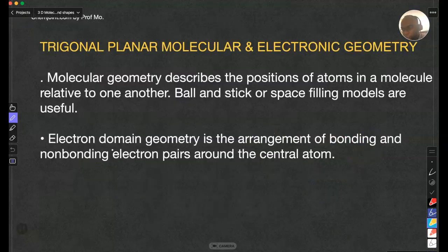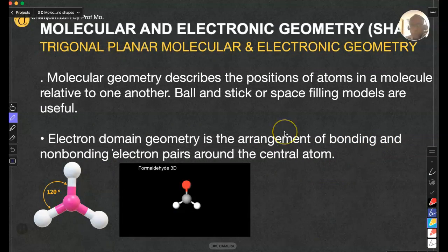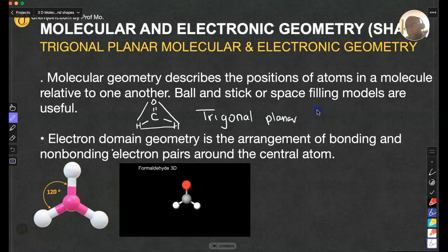Okay, let's look at another one. In this case, we are looking at trigonal planar molecular geometry or electronic geometry. A perfect example is what I gave before, like formaldehyde. If you have formaldehyde and you're trying to connect the elements, which is what you do, you get a triangle when connecting the elements. So we go with the name trigonal, but it's going to be planar, meaning that the entire molecule is going to be flat on the plane.